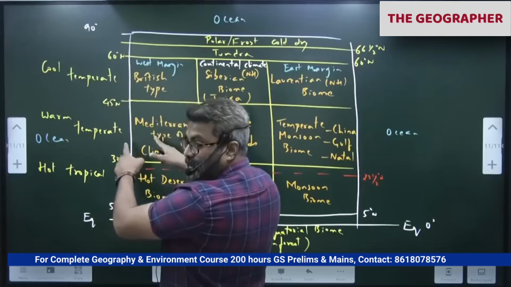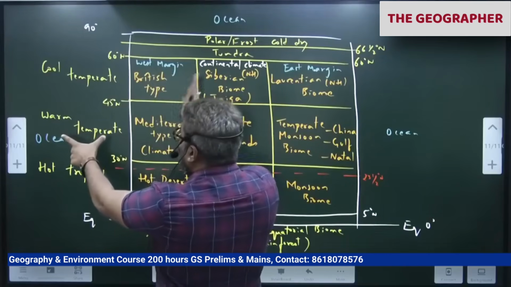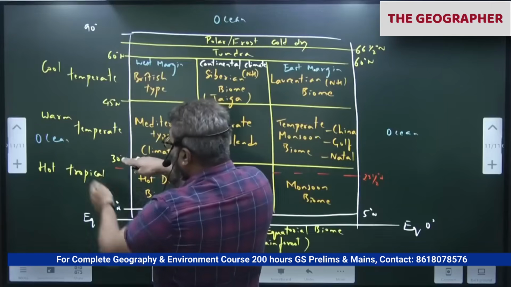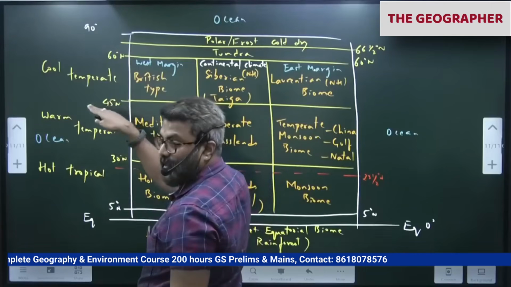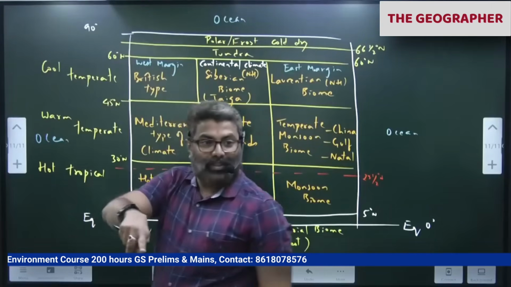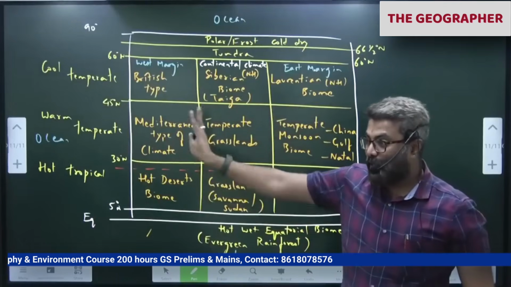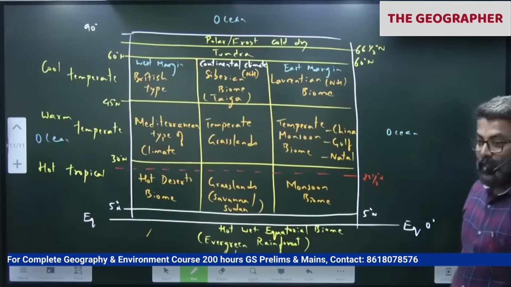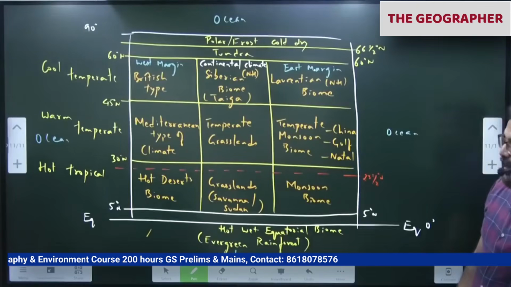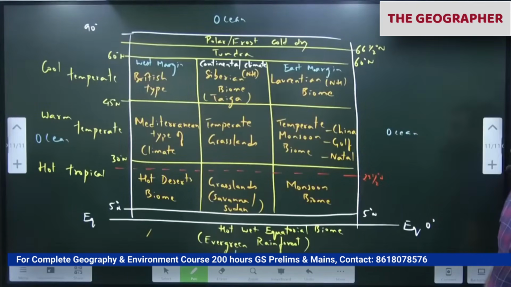Mediterranean type of climate is warm temperate west margin type, found in the latitude between 30 to 45 degrees north, 30 to 45 degrees south. Like that we can easily write 1-2 sentences for each one of them based on this diagram. I have shown you the trick. The trick is using the words.